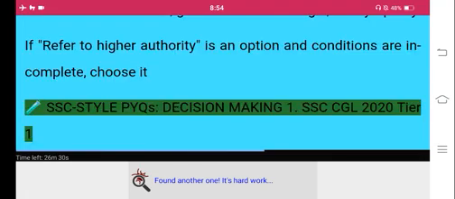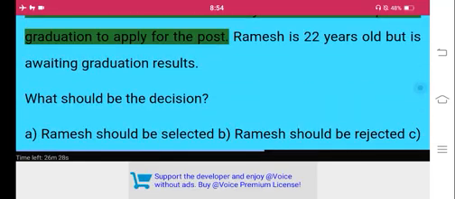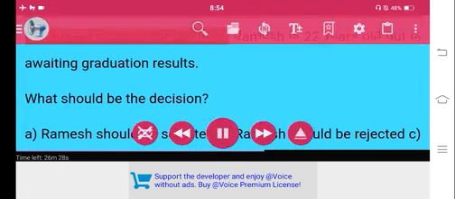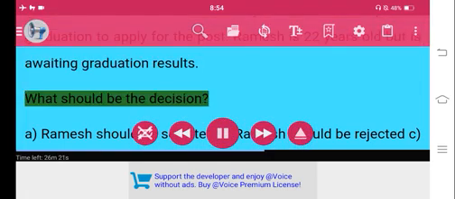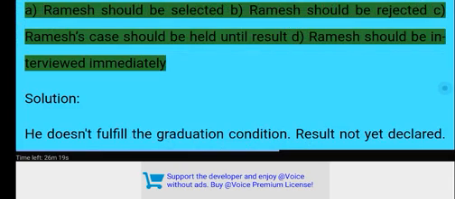Test tube SSC style PYQs. Decision making 1. SSC CGL 2020 Tier 1. Statement. A candidate must be 21 years old and have passed graduation to apply for the post. Ramesh is 22 years old but is awaiting graduation results. What should be the decision? A. Ramesh should be selected. B. Ramesh should be rejected. C. Ramesh's case should be held until result. D. Ramesh should be interviewed immediately.